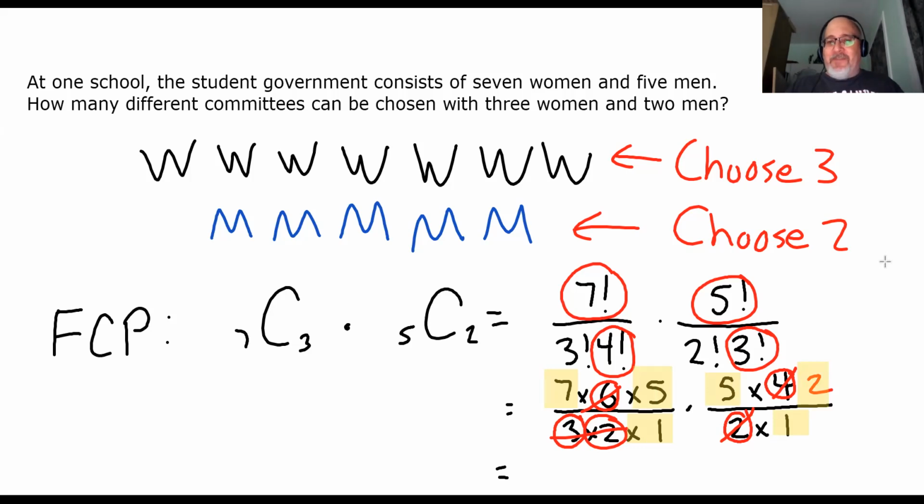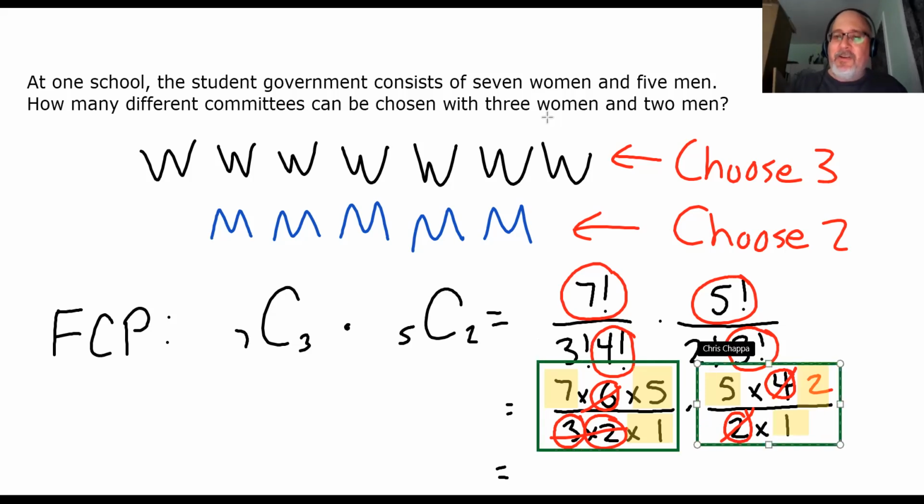Well, going right to left, I know 2 times 5 is 10. Actually, let's look at it this way. You always want to look at things from multiple perspectives. This is equal to 35. The one on the bottom doesn't matter. 7 times 5 is 35. This is equal to 10. 5 times 2 is 10. The one on the bottom doesn't matter. I have 35 times 10, which is 350. There are 350 ways to make this committee.